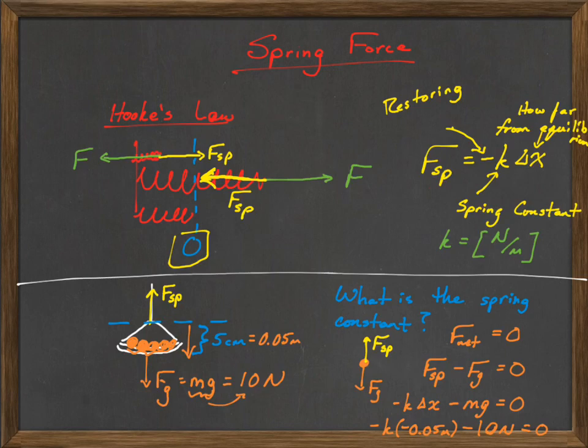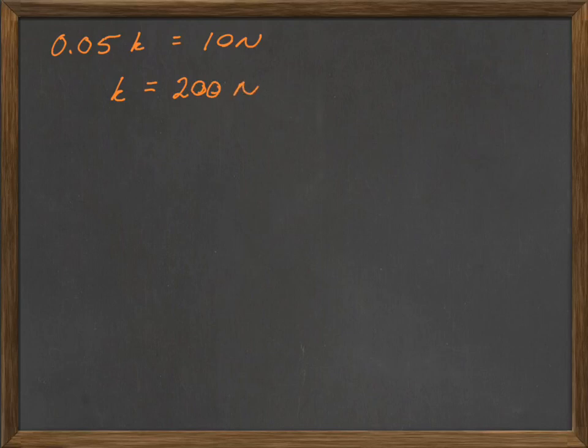So if we're trying to solve this for k, we would simply move things over to the other side. I'm going to go to a new page here. So negative times negative makes positive, so it's 0.05 k is equal to 10 newtons. If we divide over the 0.05, our spring constant is right at 200 newtons per meter.